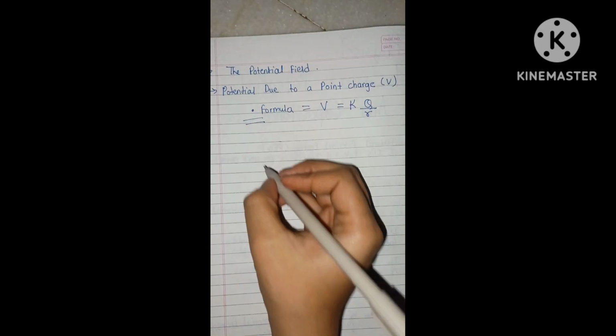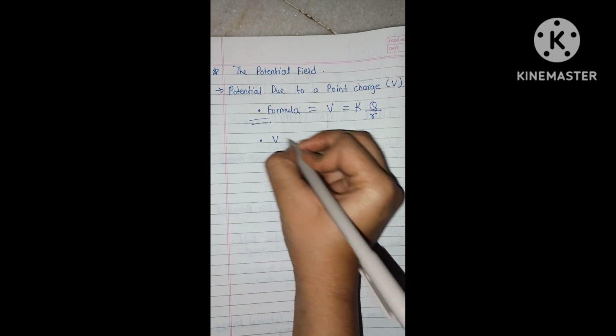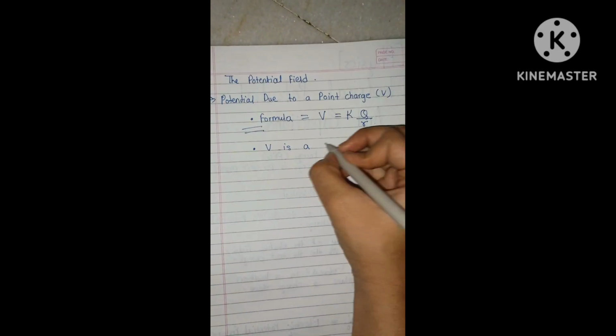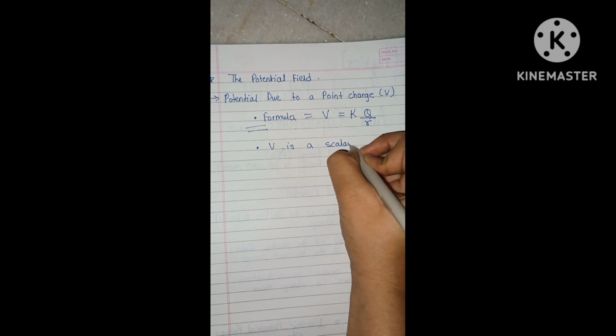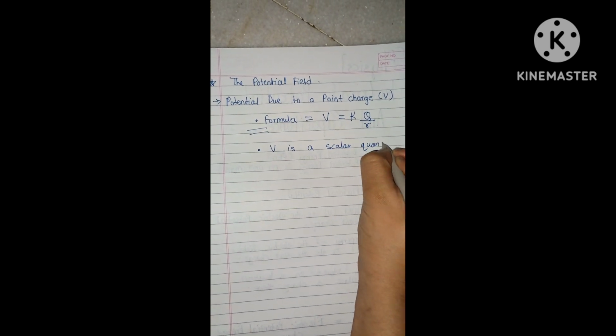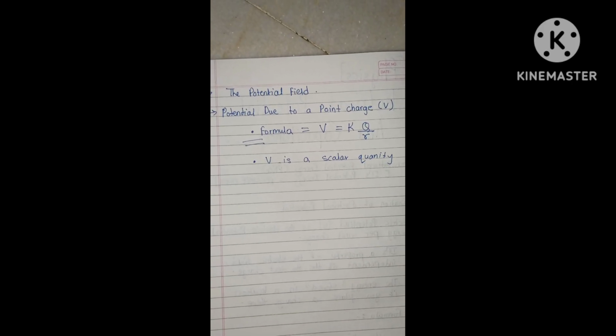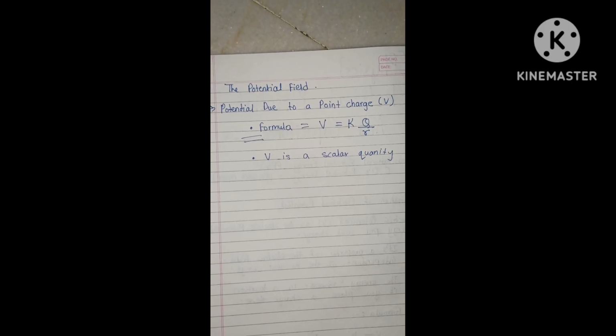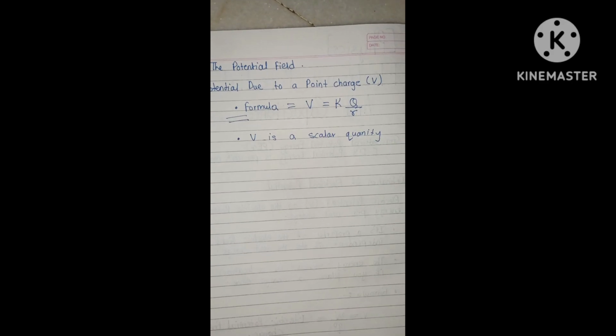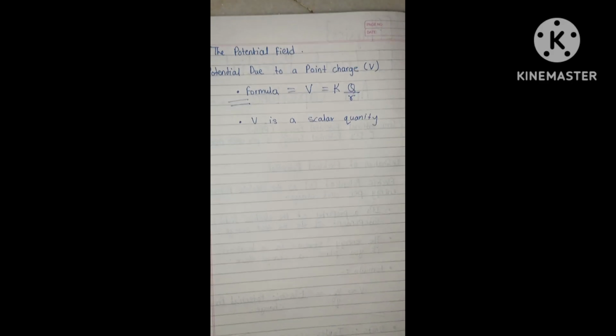And for this, V is a scalar quantity. This is a huge advantage. If you have multiple charges, you just add their potentials algebraically. No tricky vector maths. Okay?